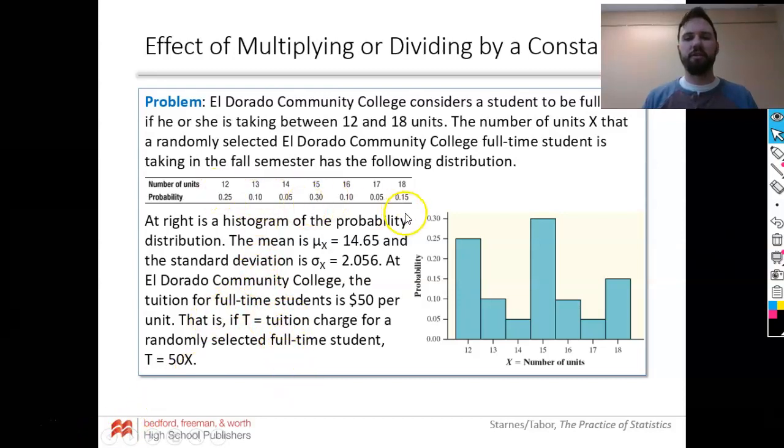So here's our units, here's our probability, right? So there's our mean and standard deviation. Now, tuition T is 50 times X, where X is your units. Okay, so think about it like credit hours, right? So you have 14.65 credit hours. They're $50 a credit hour, which is amazing.